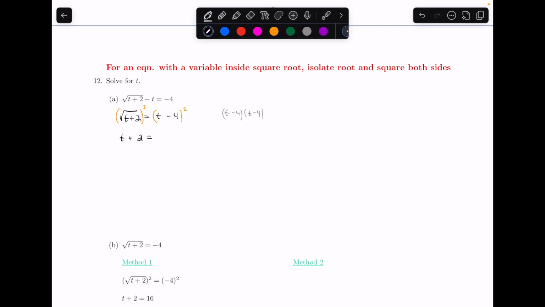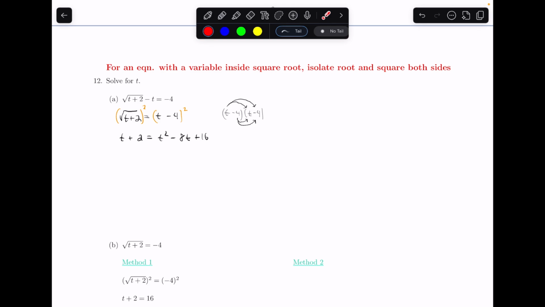If you FOIL that out, you'll get t squared from multiplying these two. From multiplying these two, I'll get minus 4t. From multiplying these two, I'll get another minus 4t, so that makes a minus 8t. And from multiplying the last two terms together, I'll get plus 16.